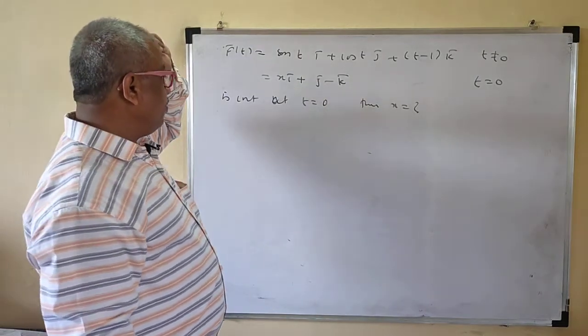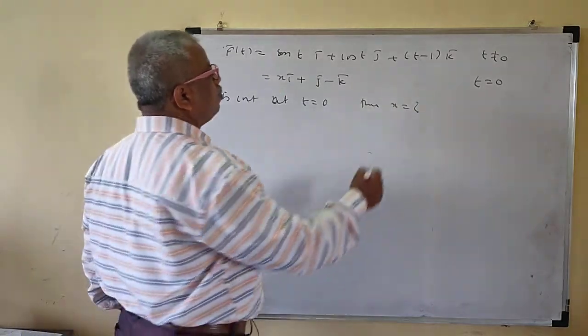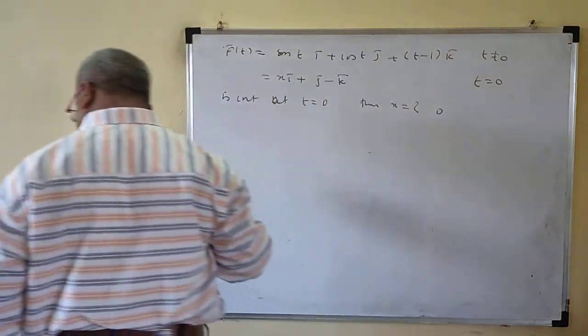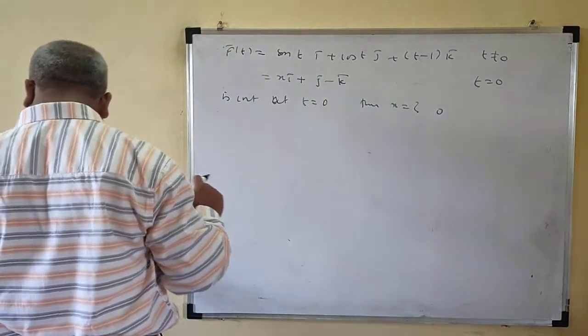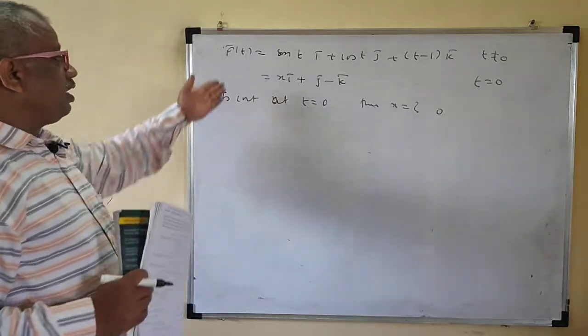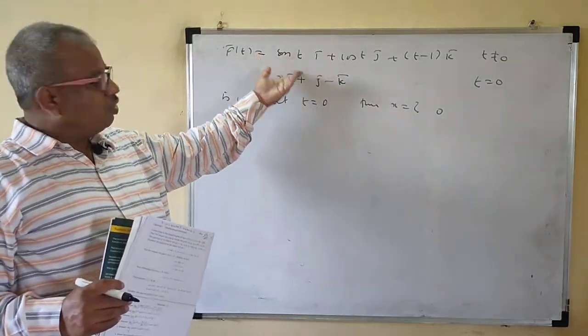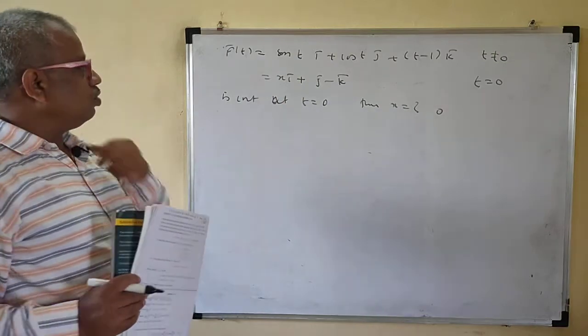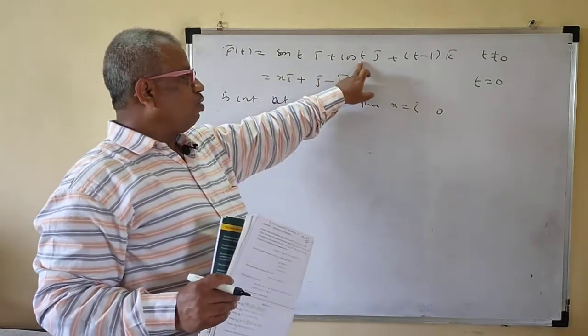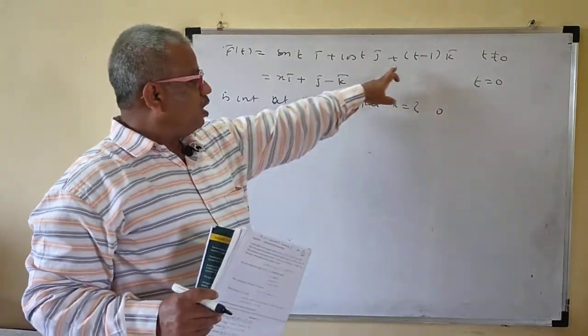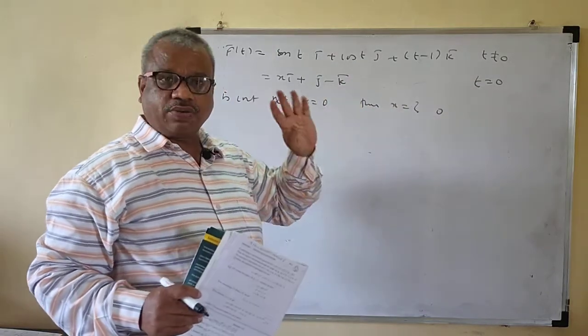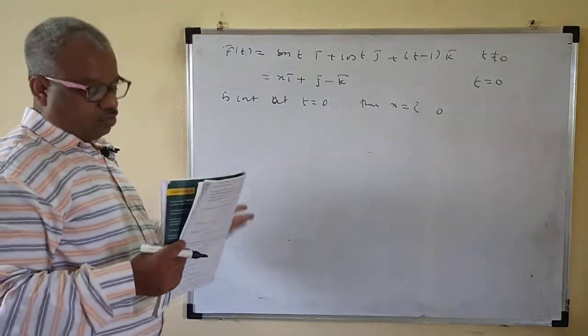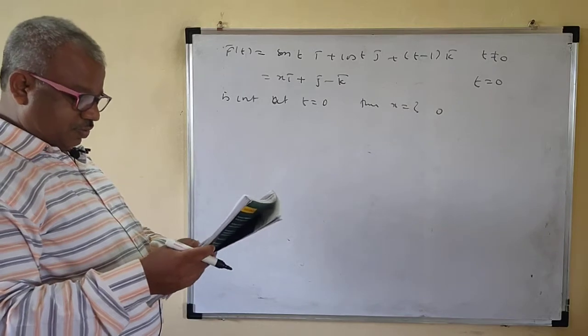What is x then? x is equal to 0 here, because the limit t tends to 0 of sin t is sin 0, which is 0. Now here, cos 0 is 1, so this is j bar, and this is minus k bar. So that means x is equal to 0. Easily you can write the value of this one.